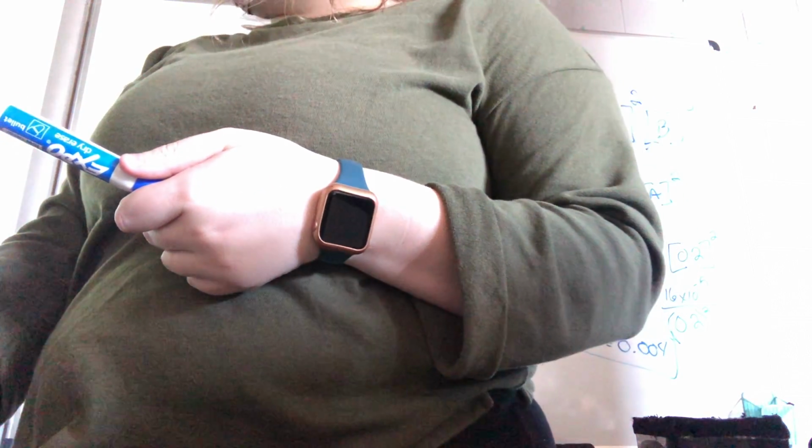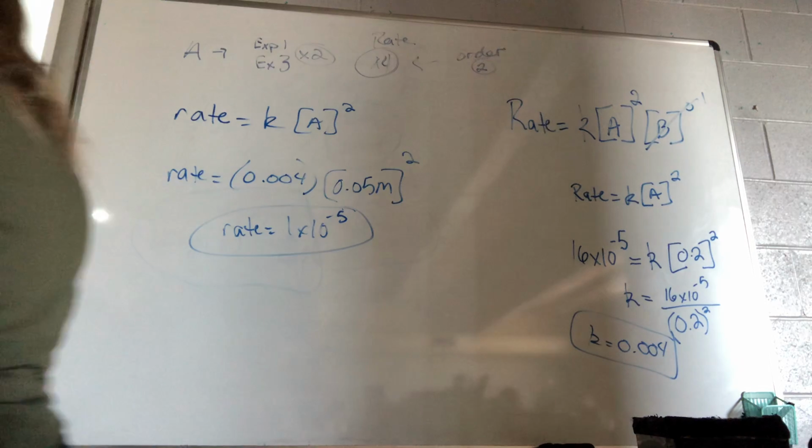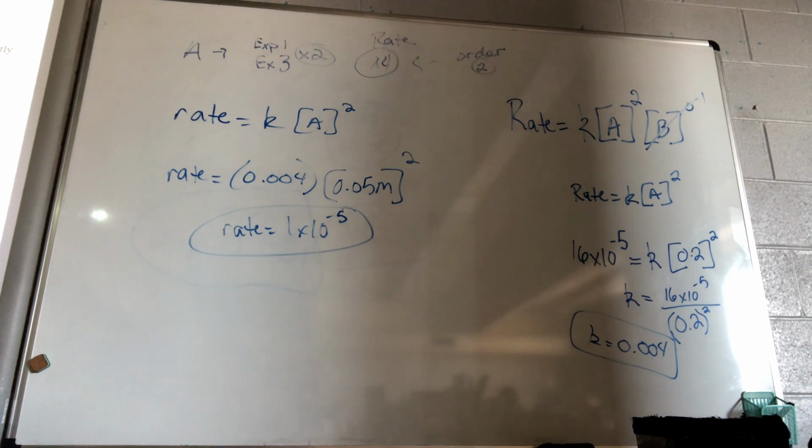Here we go. Here's your practice exercise. You're doing it on your own. I want to see it on a piece of paper. Make sure you look at what it's asking for. It says to determine the rate law like we did, calculate the rate constant, and calculate the rate.